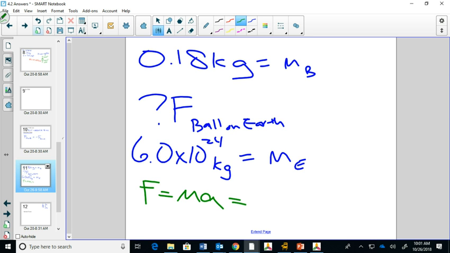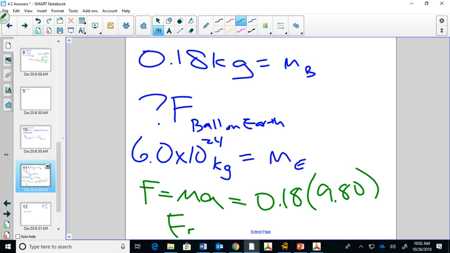Okay, so the mass of the ball is 0.18. And what is the acceleration of the ball? We're talking about gravitational acceleration, so this would be 9.80. So the force of the earth on the ball is equal to, what's this number? 1.8, excuse me, because I've only got 0.18 as my number. So that's in newtons.